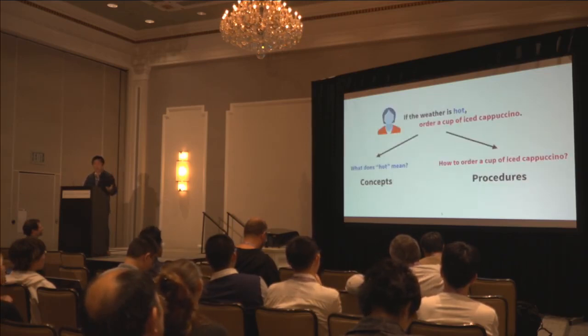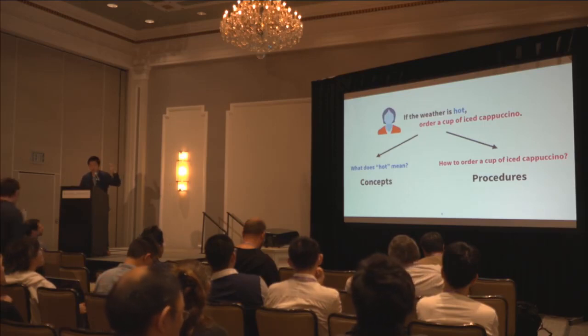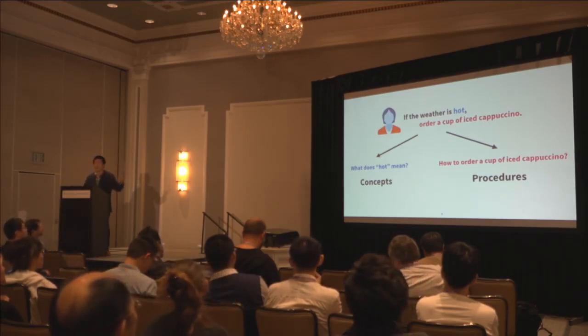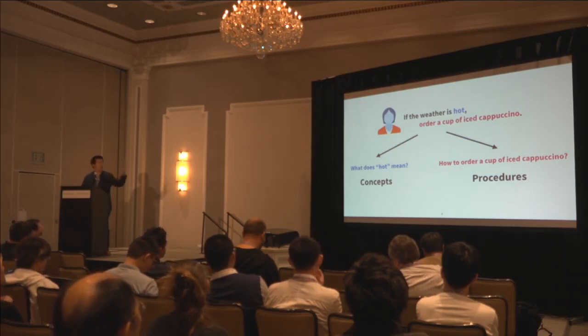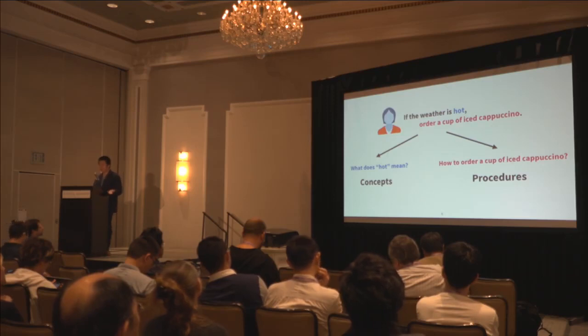When the agent doesn't understand the command, there are two possible reasons. For example, here, if the user says, if the weather is hot, order a cup of iced cappuccino, the agent may either not know the concept hot or the procedure of ordering an iced cappuccino.